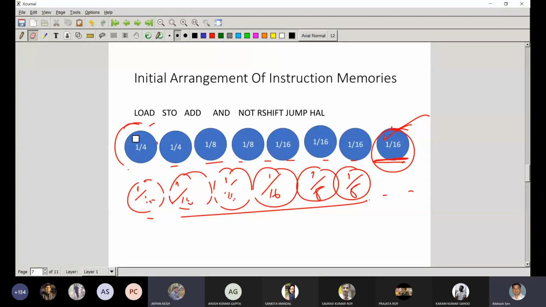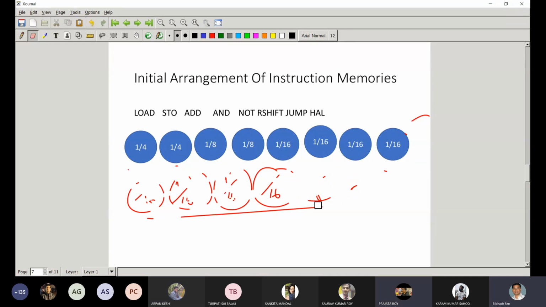Last one. So is it ascending order or descending order I have arranged? Load. Last one. Is load less frequent or highest frequency? So highest frequency. High frequency, sir.